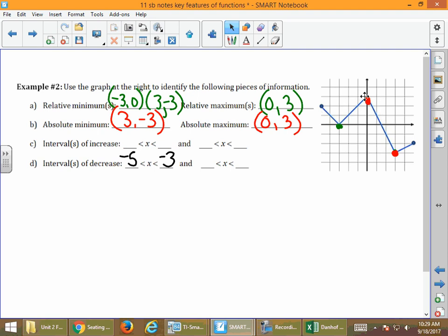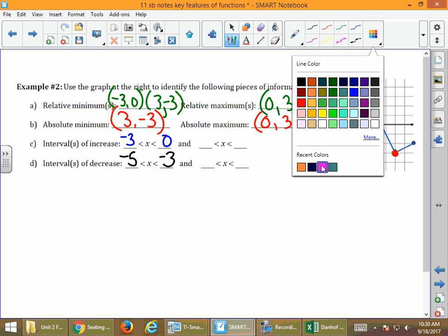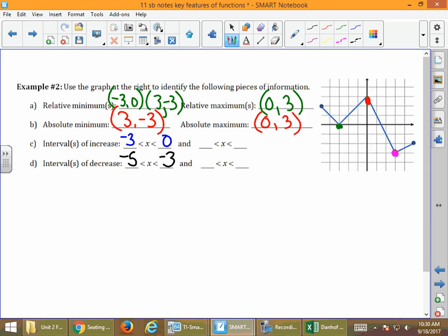So where we're increasing in this case is from the x value of our green point, which is -3, to the x value of our y-intercept, which is 0. It's our first red point on the graph. I think I'll change colors here and make this next point purple instead of red.